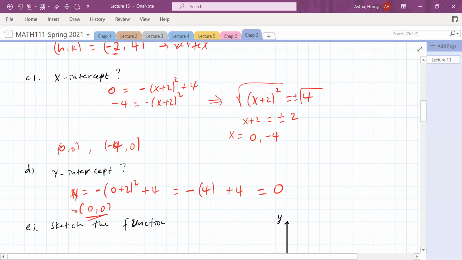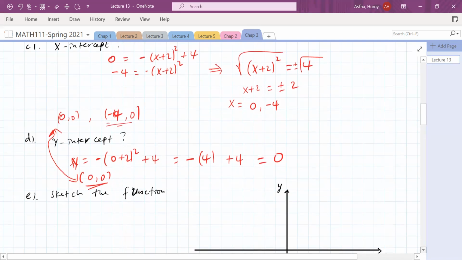Okay. So as you can see, these are the same. At the same point it's touching, which means basically at the origin, it's touching the y and the x-axis. Okay. But for the x-axis, there is another one. It touches the x-axis at another point.